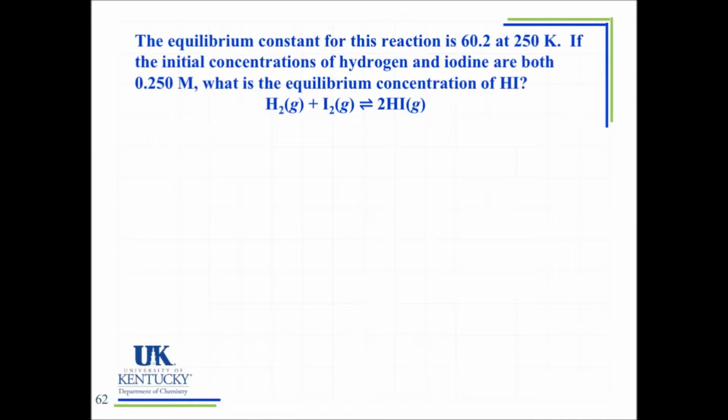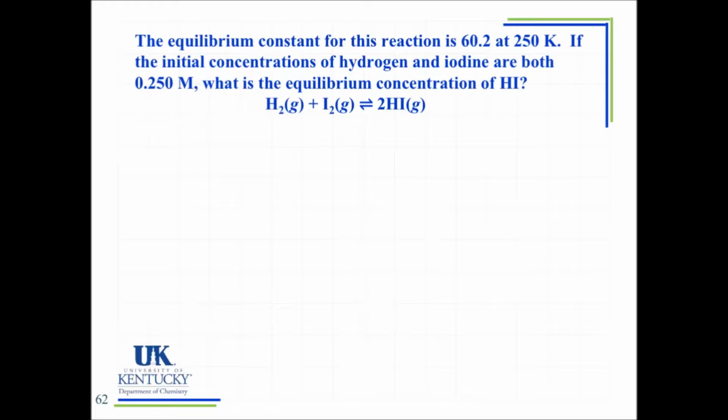The equilibrium constant for this reaction is 60.2 at 250 Kelvin. If the initial concentrations of hydrogen and iodine are both 0.250, what is the equilibrium concentration of HI? And we're also given the balanced equation H2 plus I2 yields 2HI.